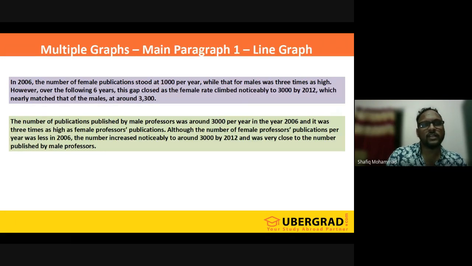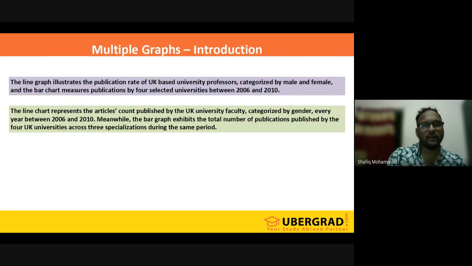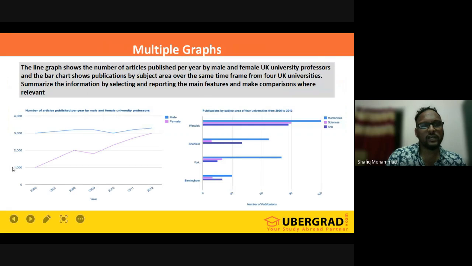Yes. Now next is the main explanation paragraphs. So next two will be the main explanation. So what is given here? In 2006, the number of female publications stood at 1,000 per year, while that of the males was 3 times higher. Obviously, 3,000, right? So males were 3,000 and females were 1,000. That is what he's saying.